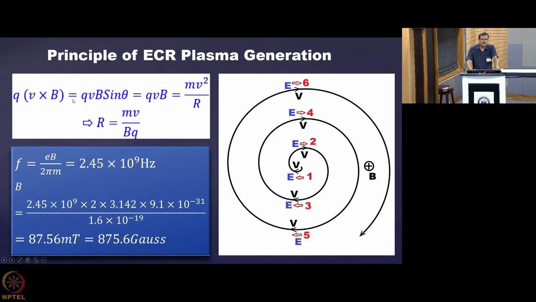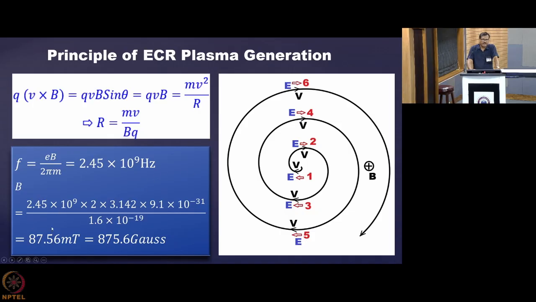So if you now apply an electric field of the same frequency, here you see that it is in 10⁹ Hertz, then what will happen? It will always accelerate the charged particle, and you can make the charged particle rise to very high energy, and when they collide with other particles, they will produce the plasma.